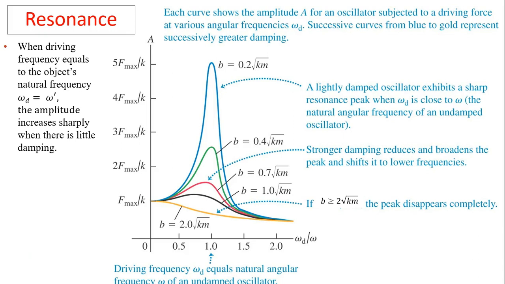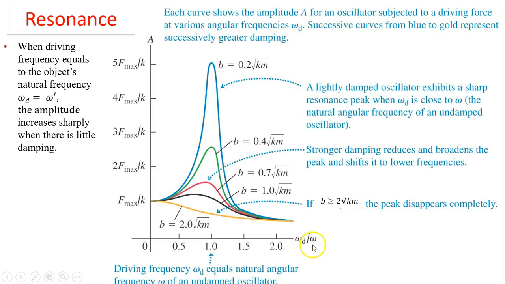Each curve in this diagram shows the amplitude A for an oscillator subject to a driving force at various angular frequencies omega d. Successive curves from blue to gold represent successively greater damping. So as you go down from blue to green, to red, to black, to gold, the damping is greater and greater. The horizontal axis represents the ratio of driving frequency over natural frequency.